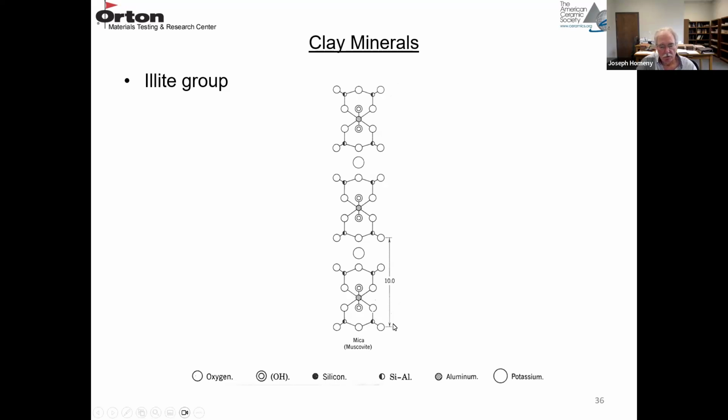So when you do some of these substitutions, you put an aluminum +3 on a silicon +4. In this case, you have to balance the extra negative charge, so you have to add another positive charge like potassium, a +1 charge, to balance the charge. So these ions that are between these layers are balancing the charge.